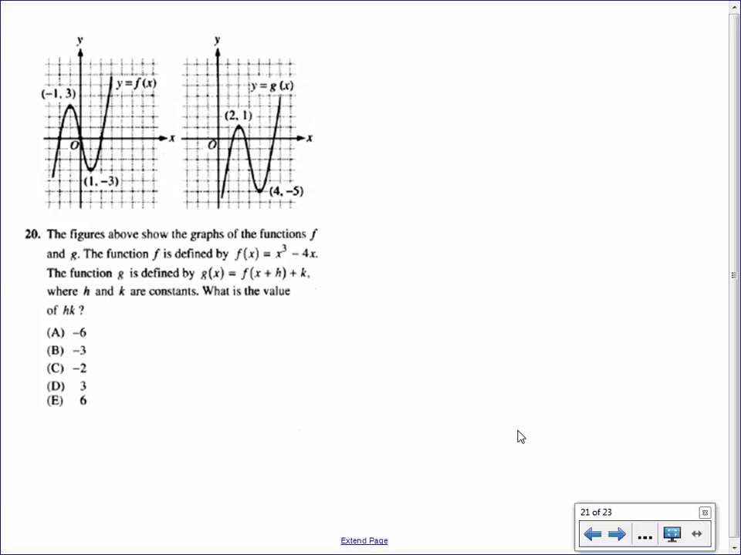The function g is defined by g of x equals f of (x plus h), plus k, where h and k are constants. What is the value of h times k? What this is really asking us is how did f of x become g of x? And from that, how can you figure out what the values of h and k are? So I'm just going to reproduce this.